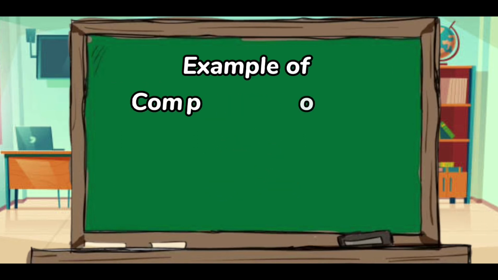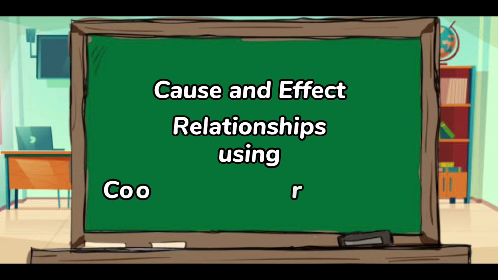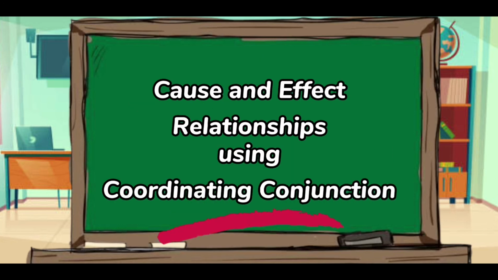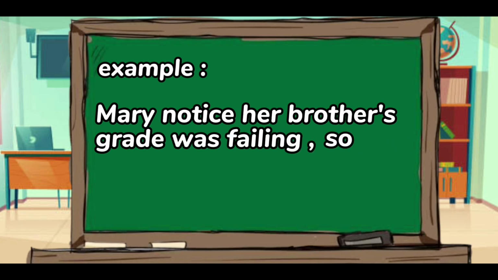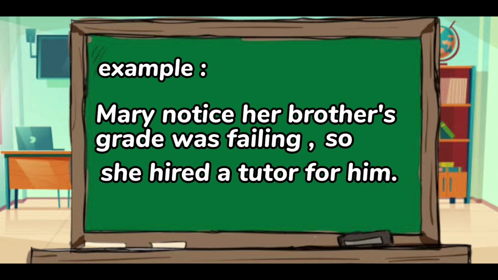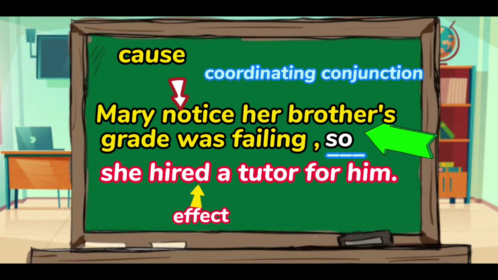Let's see the example of a compound sentence showing the cause and effect relationship using a coordinating conjunction. Mary noticed her brother's grade was failing, so she hired a tutor for him. The cause: Mary noticed her brother's grade was failing, and the effect: so she hired a tutor for him. We use the coordinating conjunction so to combine the two sentences into one sentence.